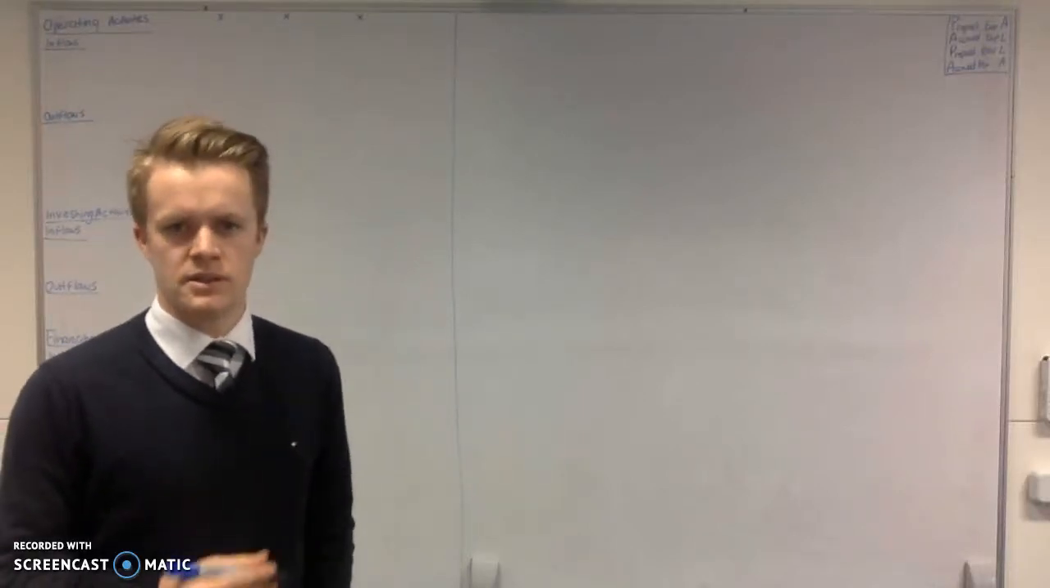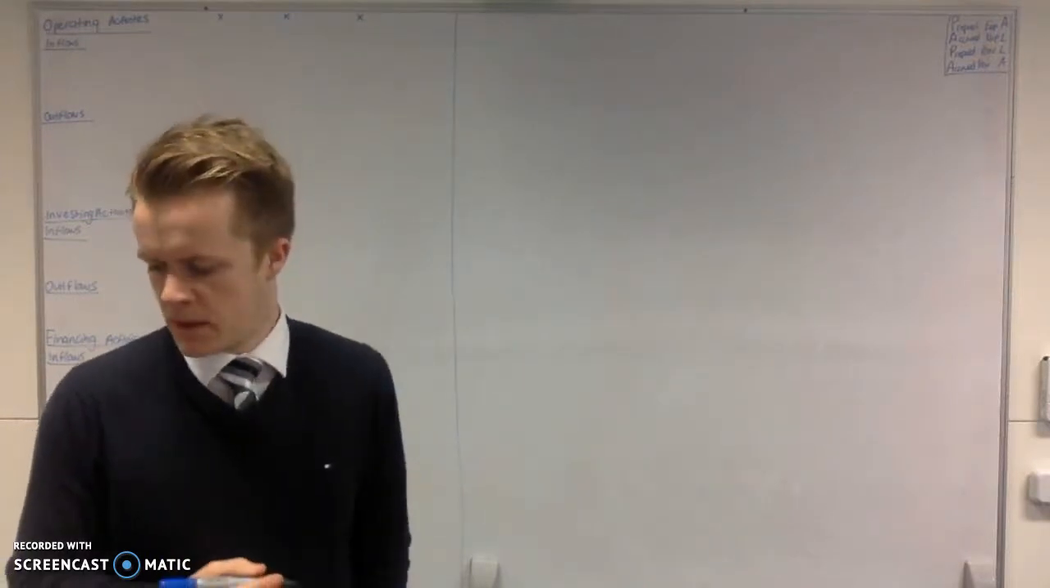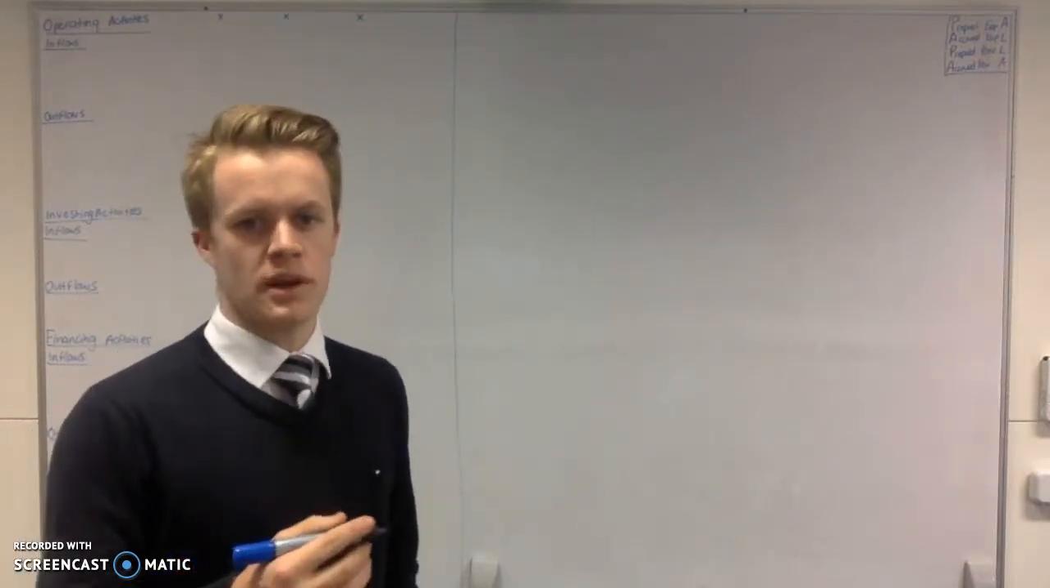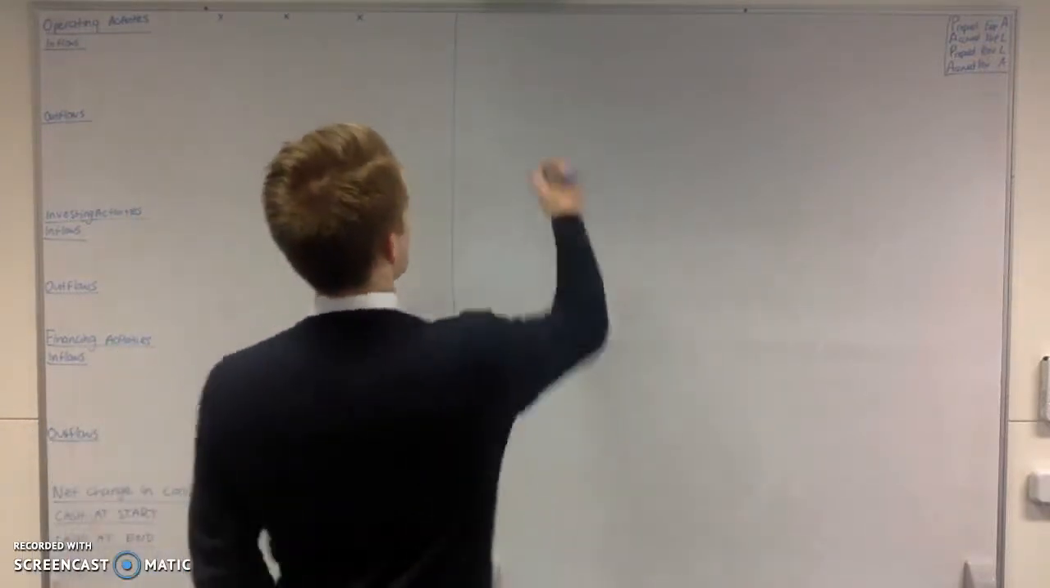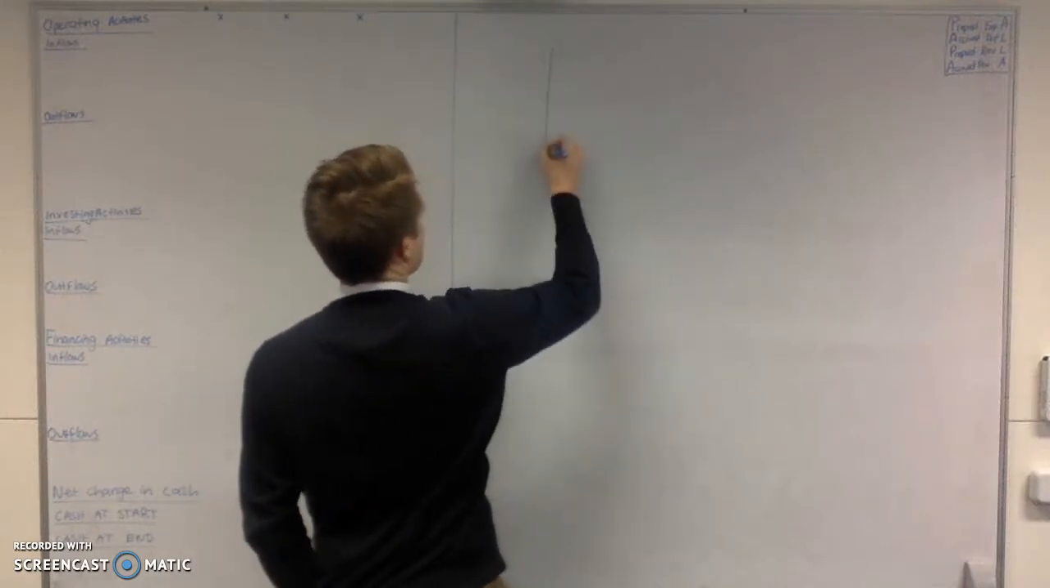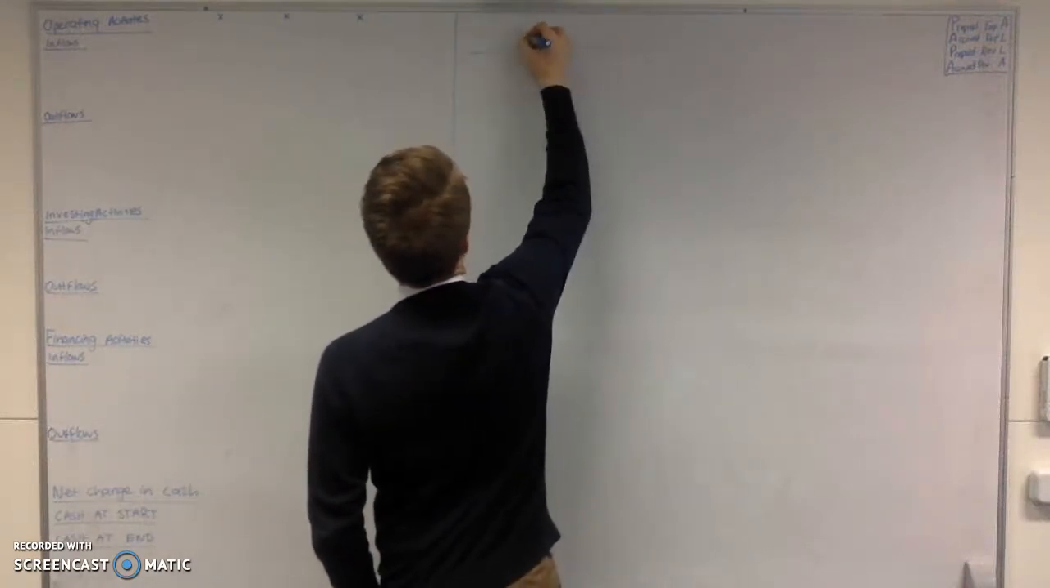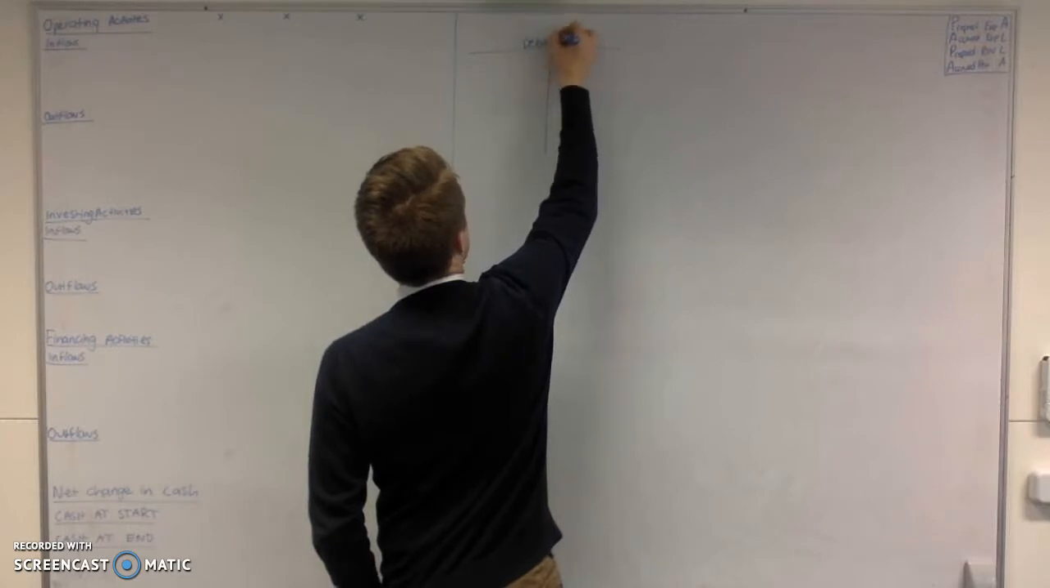We're going to move pretty quickly, so if you need to pause, do it. First thing we have to do is work out our receipts from debtors. Okay, so we have to set up the debtors T account. Debtors is an asset.